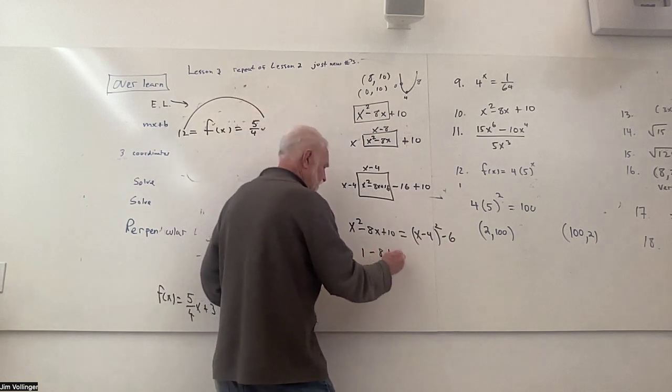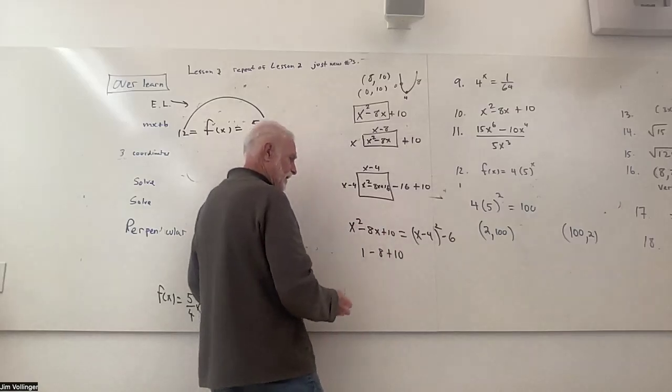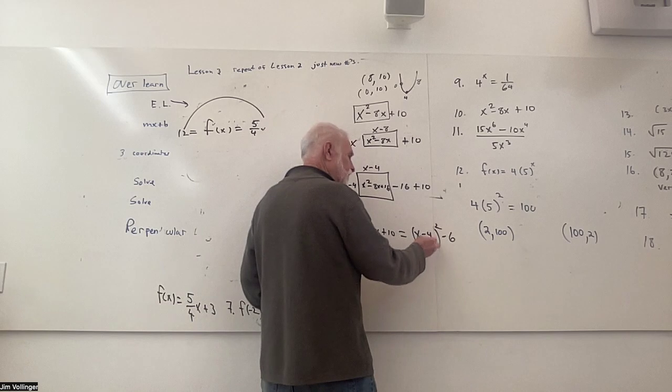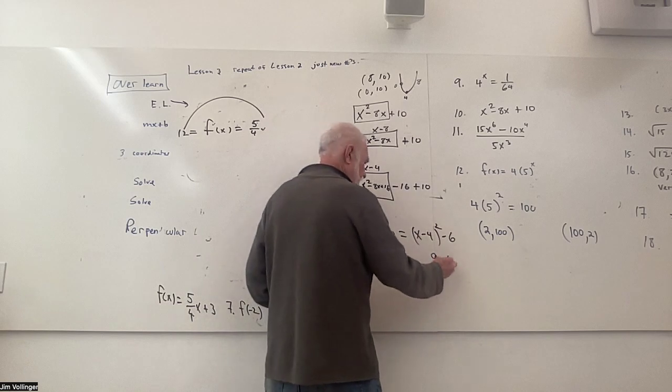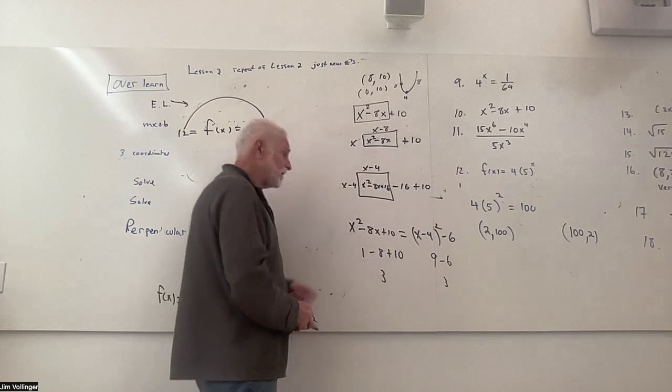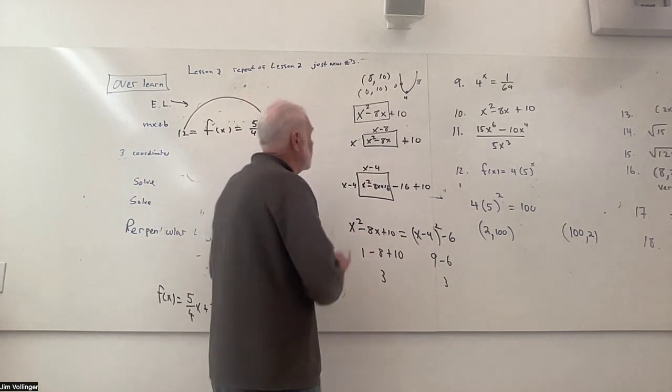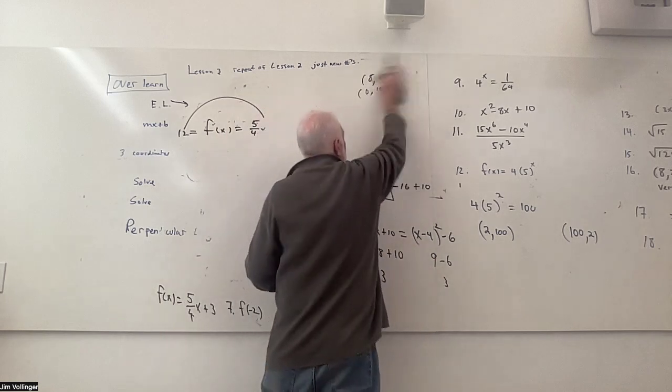1 minus 8 plus 10, if I throw a 1 in, that gets me 3. 1 minus 4, negative 3 squared is 9. 9 minus 6 is 3. Geez, it worked for a random number. That's a good thing. So let me do it very quickly.